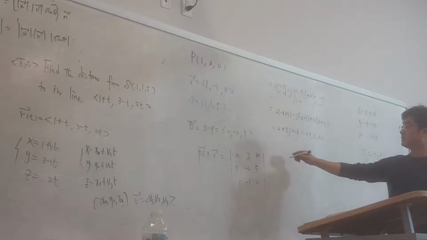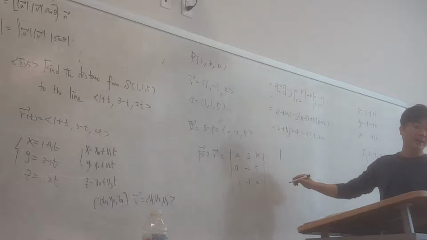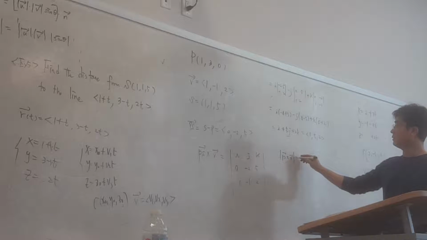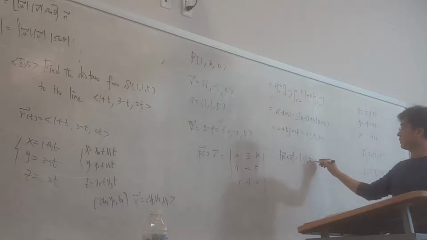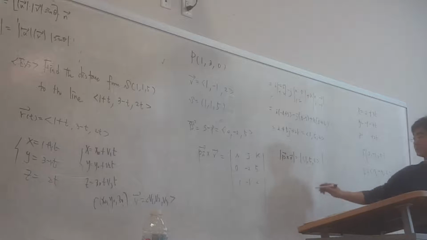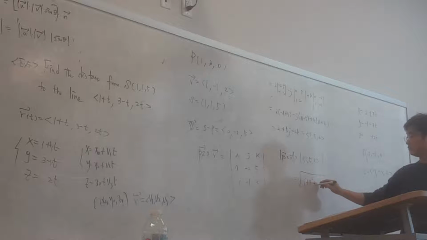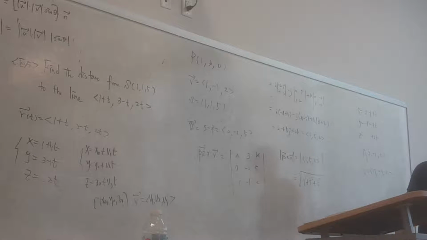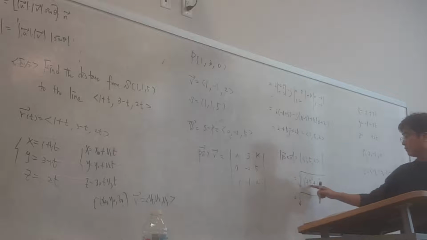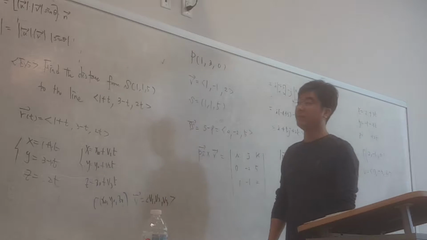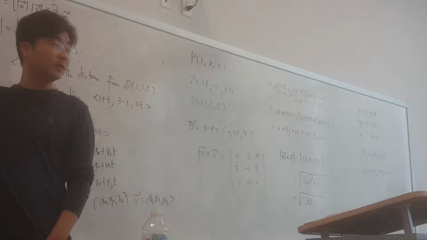So now let's take the absolute value, or length, of the vector PS cross V. In other words, we have to find the length of this vector, right? So this will be the square root of 1 square, 5 square, 2 square. This is how we find the length. So it will be 25 and 4, 29, 30. This is my length. So we found the numerator, square root 30, right?